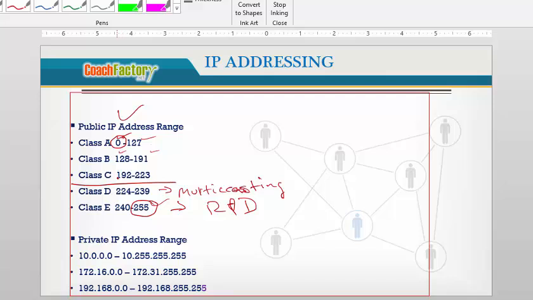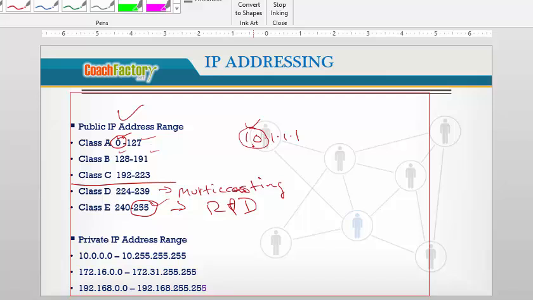We can use A, B and C. Any IP address belonging to these three classes can be assigned to our computers, routers and switches. But we cannot use class D and class E because they are reserved for different purposes. So if you see any IP address, how are you going to differentiate which class this IP address belongs to? Using or seeing the first octet number, you can easily identify whether it belongs to class A, class B or class C.